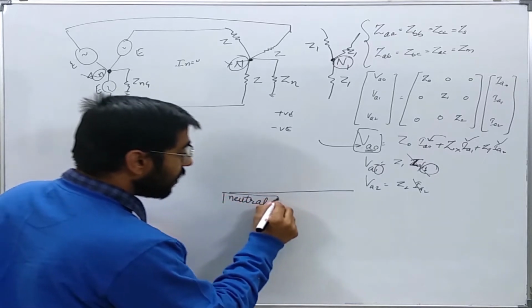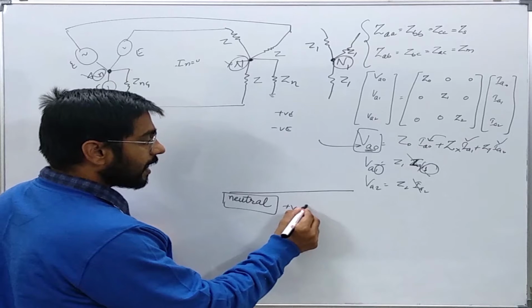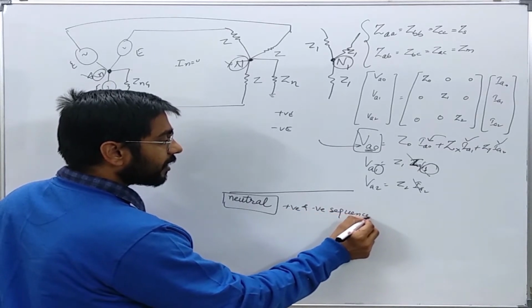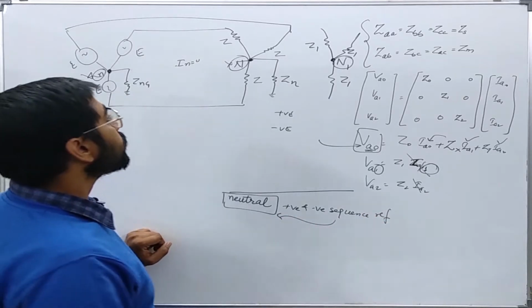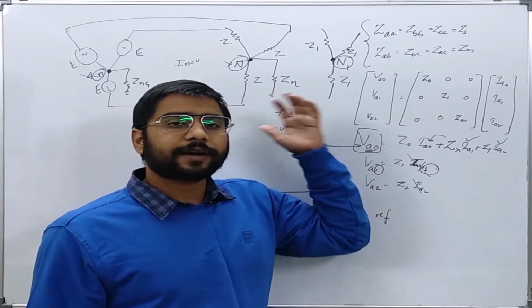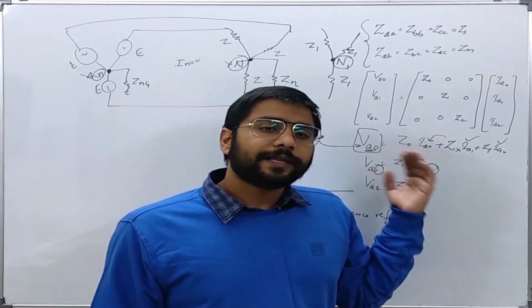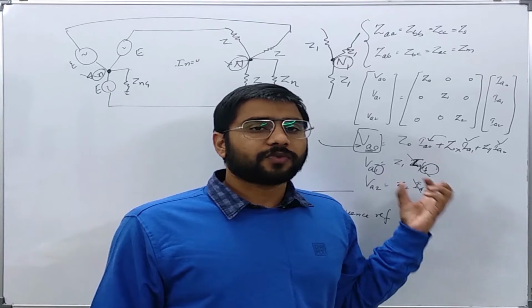So this is a very important point. You should note that for the positive sequence and the negative sequence network, the reference is the neutral of the system. Now, the only difference between the positive sequence network and the negative sequence network is that we assume that all the generators usually generate positive sequence balanced voltages.